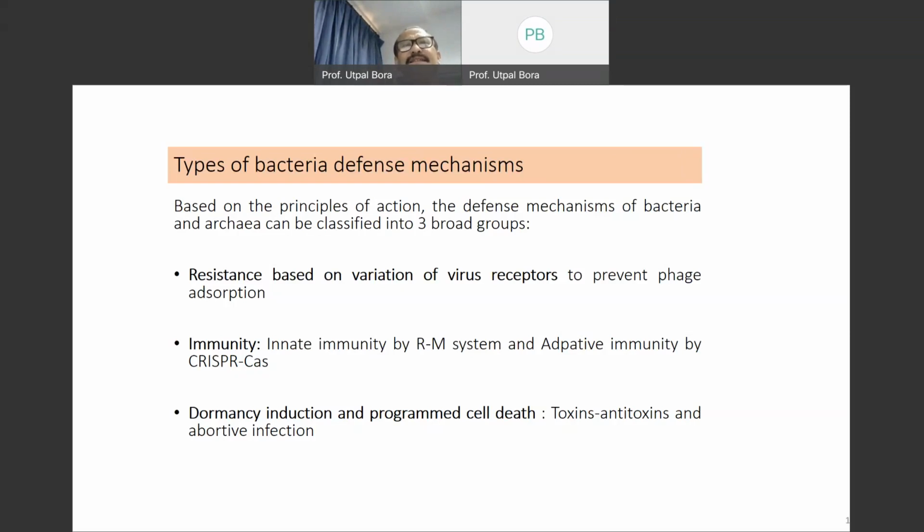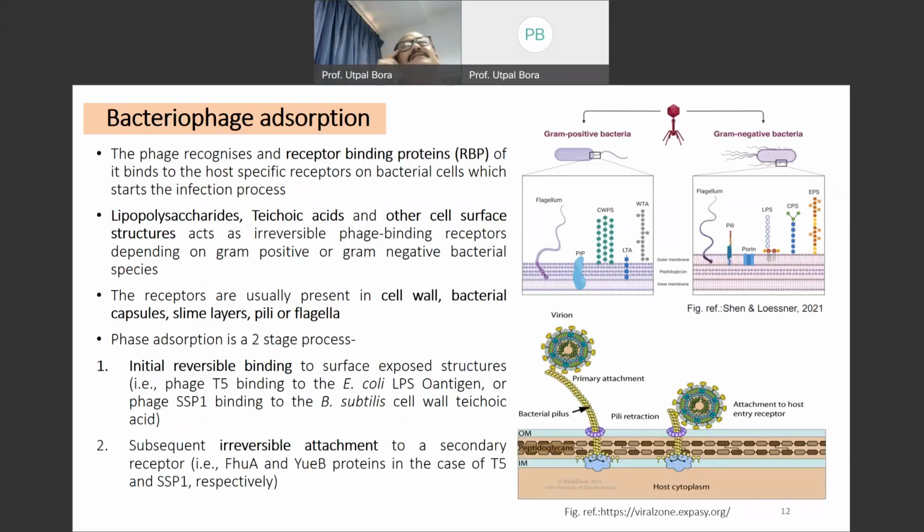The third one is the dormancy induction and programmed cell death, which I already told you. The toxins, antitoxins, and the abortive infections. So these actually help the bacteria fight the phage attack.